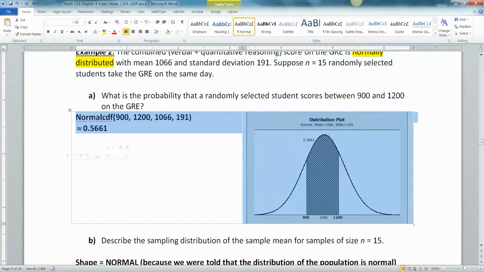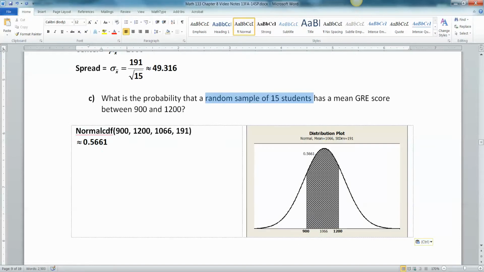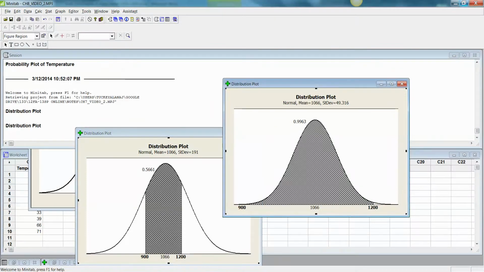So now I'm going to redo the problem that I just did before, but instead of talking about a single student, we're talking about a sample of 15 students having a mean. In other words, we're talking about a sample mean, an X bar. So what are the chances of that? Well, the picture actually changes. Let me get you the picture from Minitab.